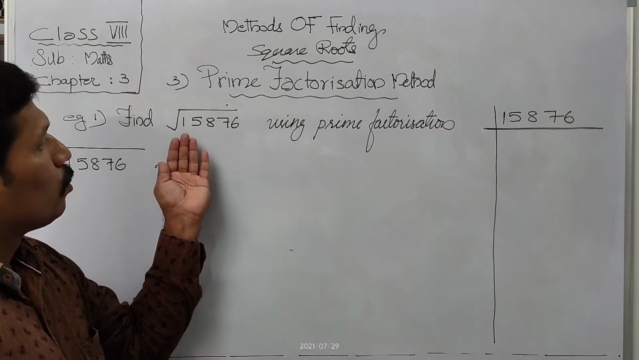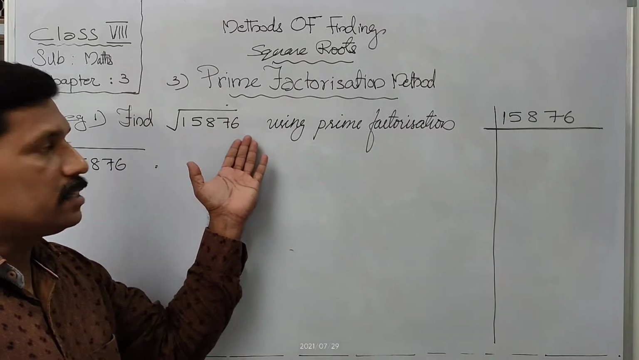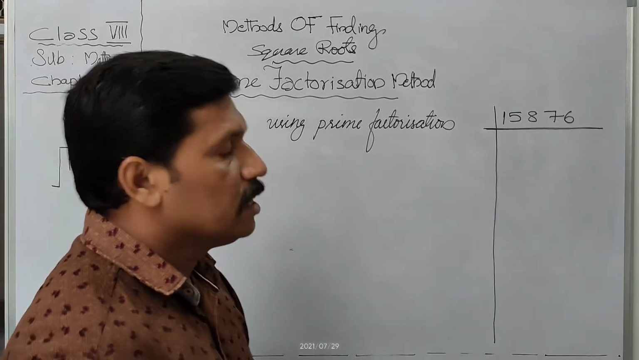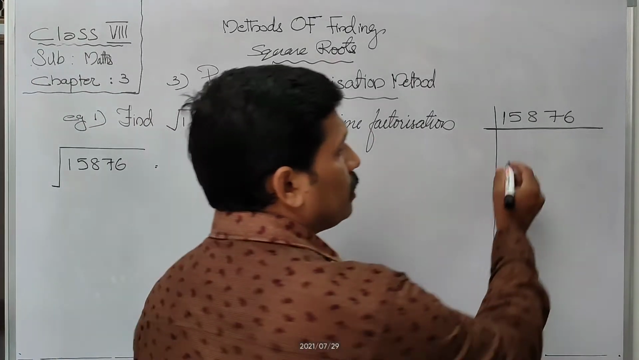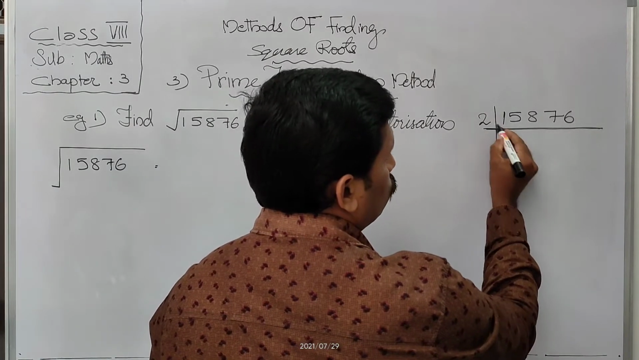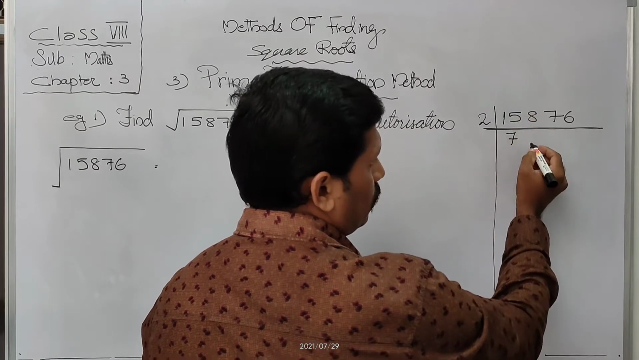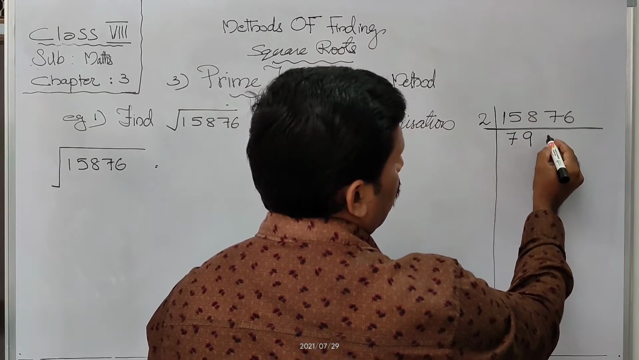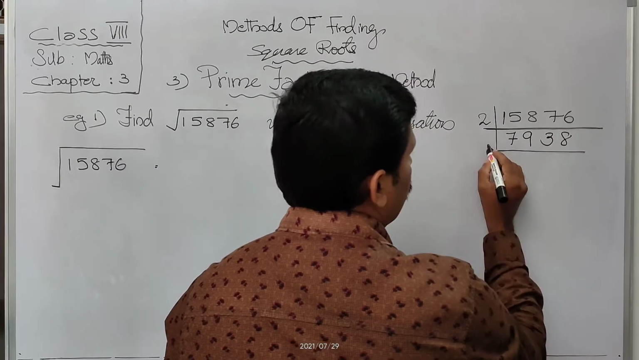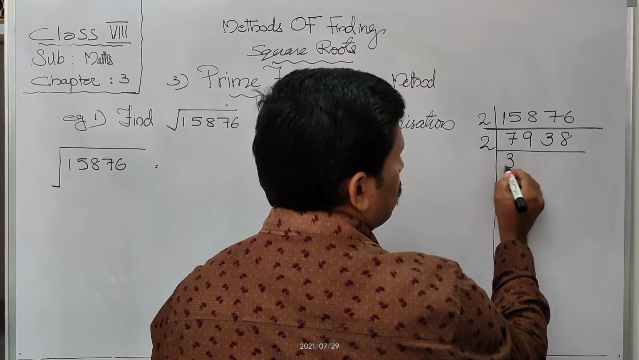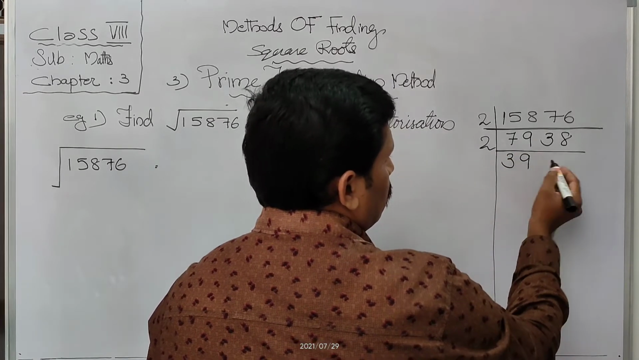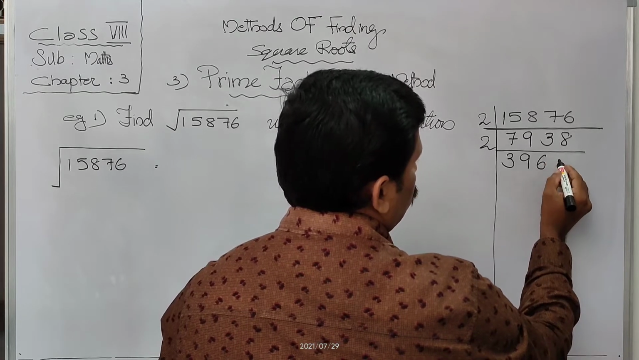Find the root of 15,876 using prime factorization method. So first of all, we are going to prime factorize this number. Which is the least prime number by which we can divide this number? That is 2. So we factorize it by 2. 2 7s are 14, 2 9s are 18, 2 3s are 6, and 2 8s are 16. Again we divide it by 2. 2 3s are 6, and 2 9s are 18. 2 6s are 12, and 2 9s are 18.